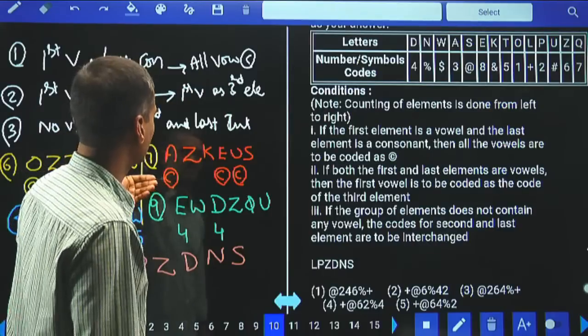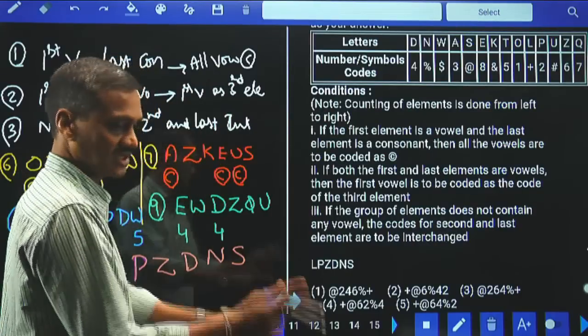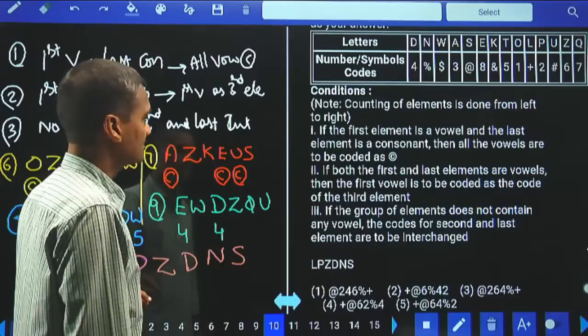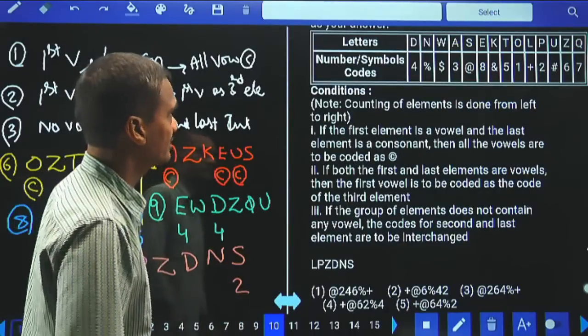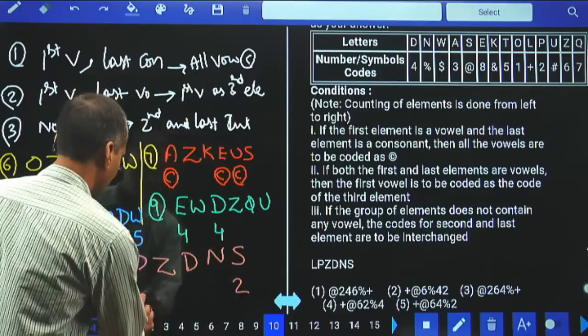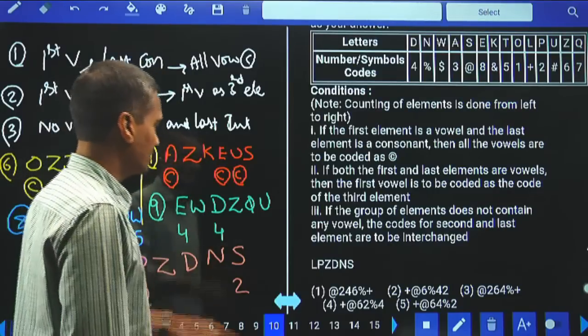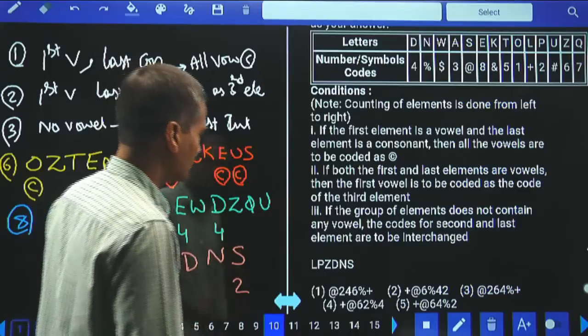As it falls under the third rule, the second and the last element's codes must be interchanged. What is P here? P's code is 2, and it must be written as the last. And what is S's code? S's code is @, and it should be written as the second. So the second element is @ and the last element is 2.